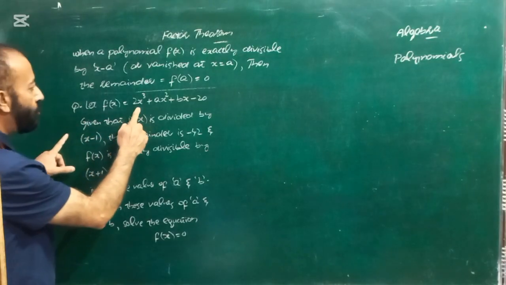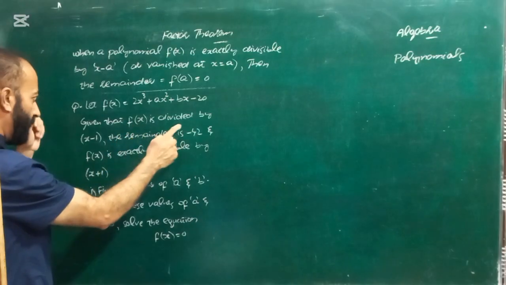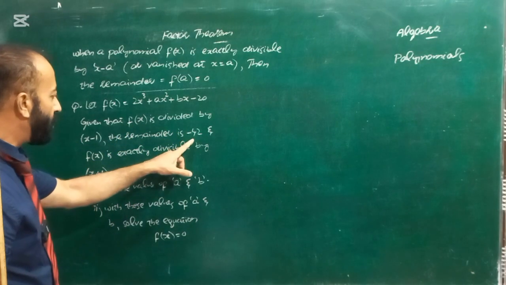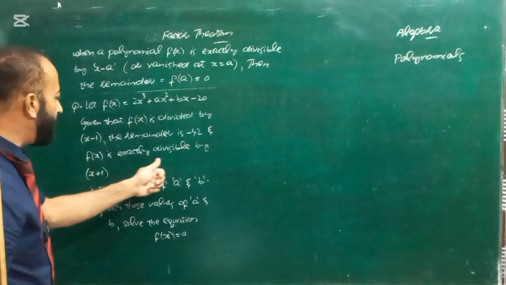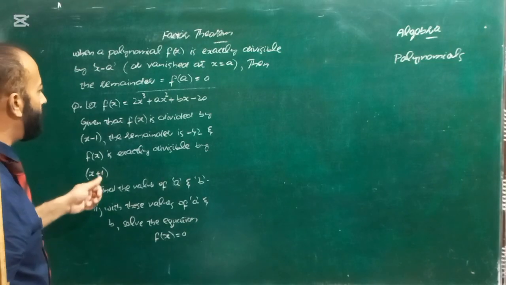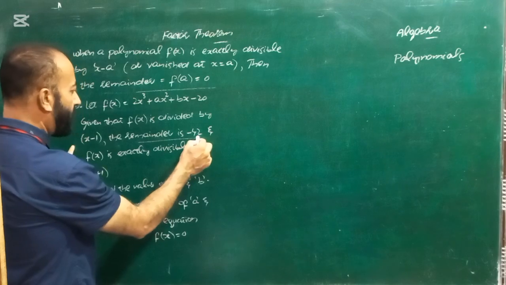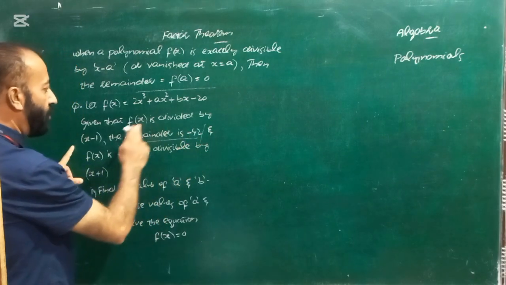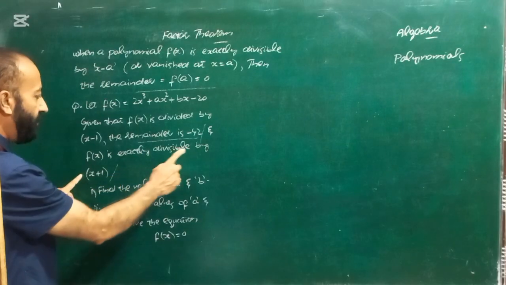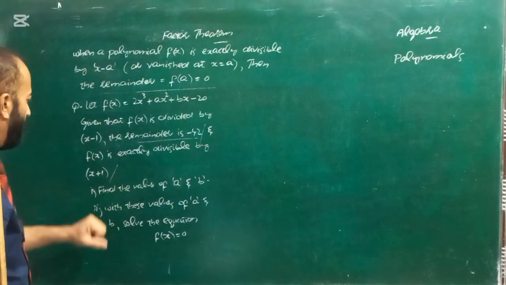Let f of x is equal to 2x cubed plus ax squared plus bx minus 20. Given that when f of x is divided by x minus 1, the remainder is minus 42, and f of x is exactly divisible by x plus 1. So look now, actually in this question two theorems will be applied. It is given that the remainder is minus 42, so up to here remainder theorem will be applied, and f of x is exactly divisible by x plus 1. So exactly divisible means f of x is equal to 0, so factor theorem will be applied.